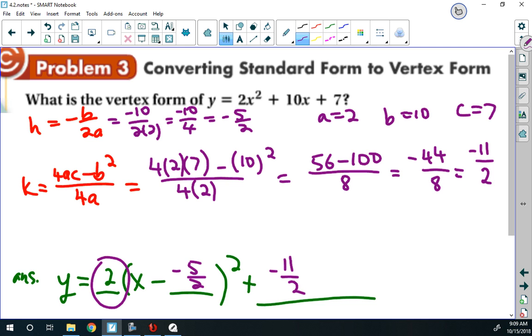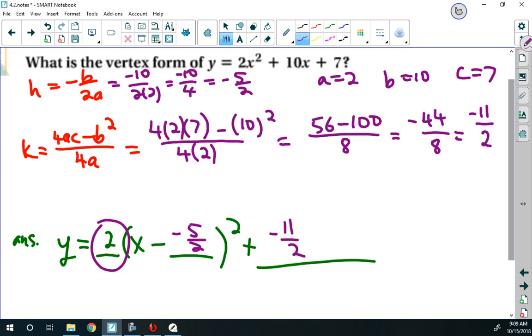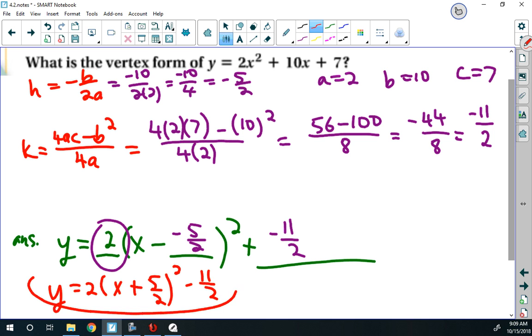So when I write up my answer, it's pretty close. It's not bad, but we could clean that up a little bit. A better way to write that final answer would be y equals 2 times the group, x plus 5 halves squared minus 11 halves. That's a better way to write that.